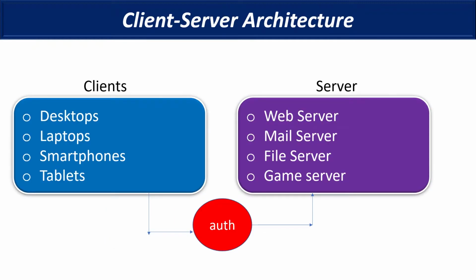So the clients are the desktops, laptops and the smartphones, all those things that we use, and the servers can be web servers, it can be a mail server that is used to send mail, and it can be a file server, like storage, for a doc file or any kind of web file that we upload. So it has its own file server. It can be a mail server, it can be a game server that we use.